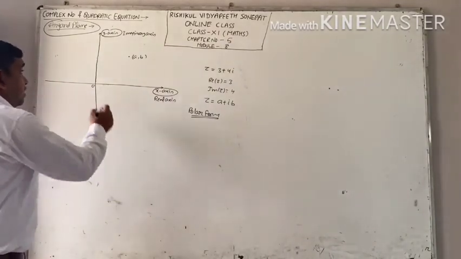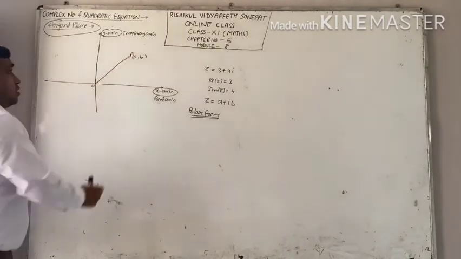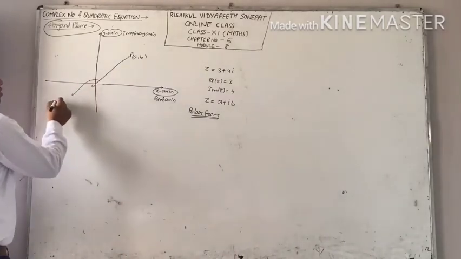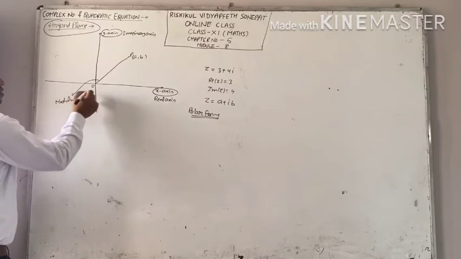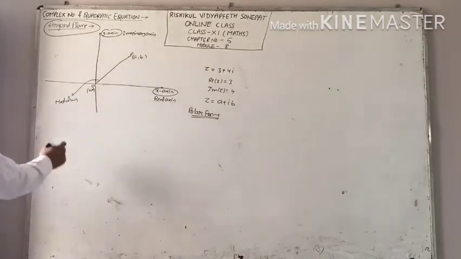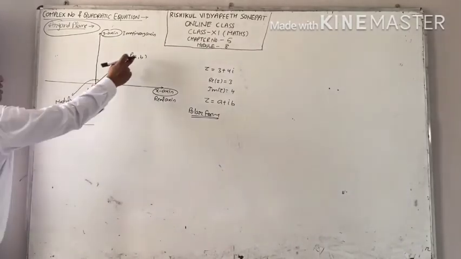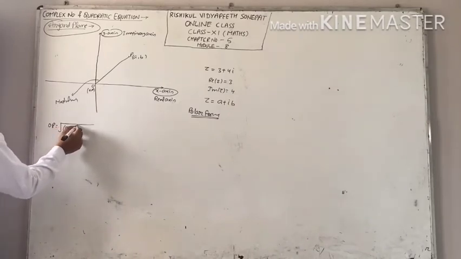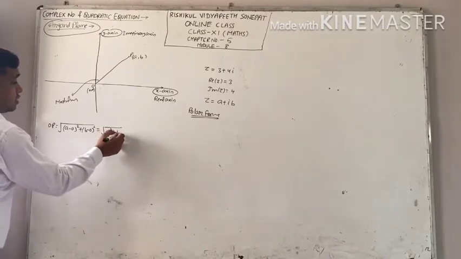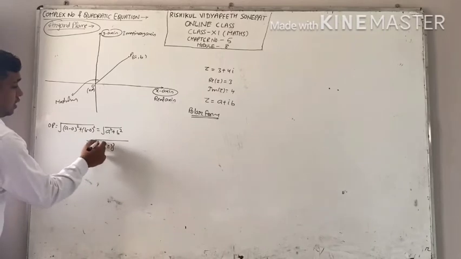See, join this point P with origin. This OP distance is called your modulus. Coordinates of origin are 0, 0. Distance formula we know very well. OP equal to under the root, this is x1, y1, this is x2, y2: (a minus 0) whole square plus (b minus 0) whole square. This is your a square plus b square, where a is your real part and b is your imaginary part.